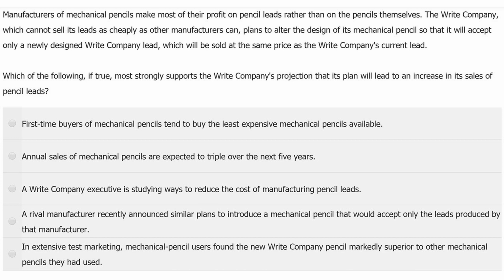And E says, in extensive test marketing, mechanical pencil users found the new Wright company pencil markedly superior to other mechanical pencils they had used. This suggests that lots of people would be willing to buy that mechanical pencil, which removes that weakness we predicted, that maybe no one would be interested in buying our pencil and therefore being reliant on our pencil leads. E removed a weakness and therefore ended up strongly supporting the conclusion.